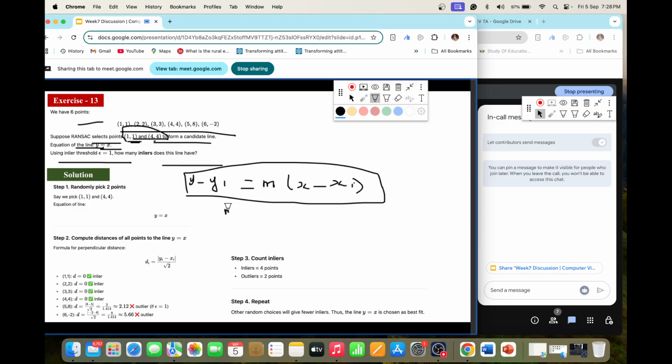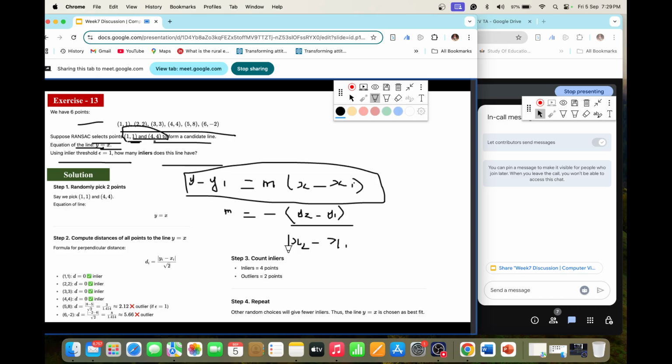What is m? Yeah, important. m is the slope, that is (y2 minus y1) divided by (x2 minus x1).